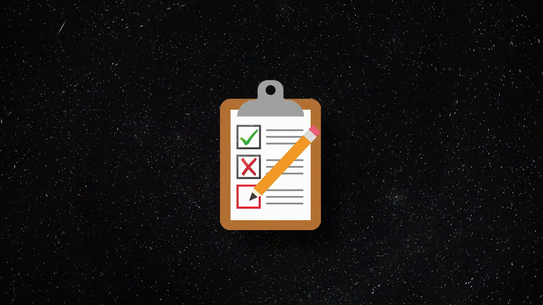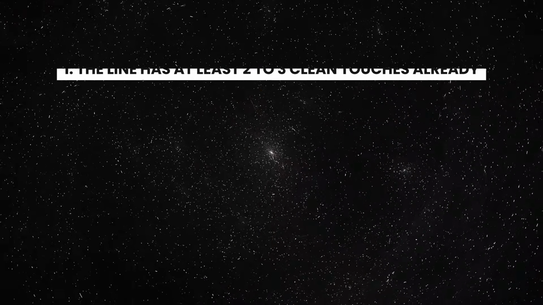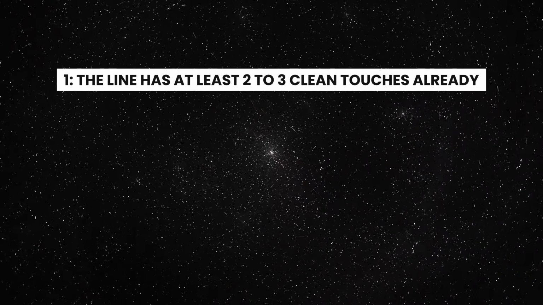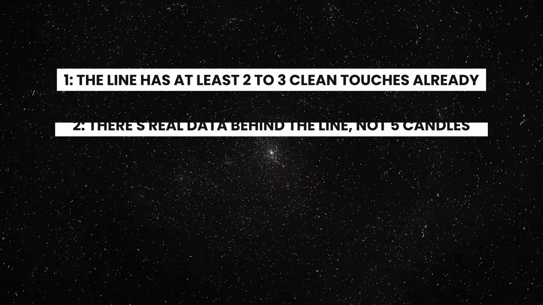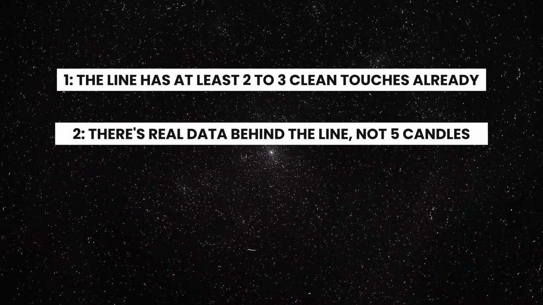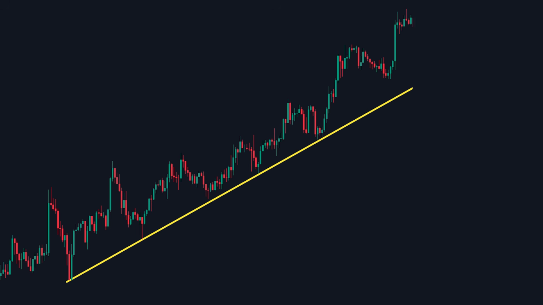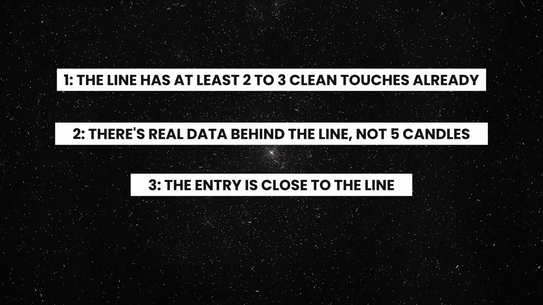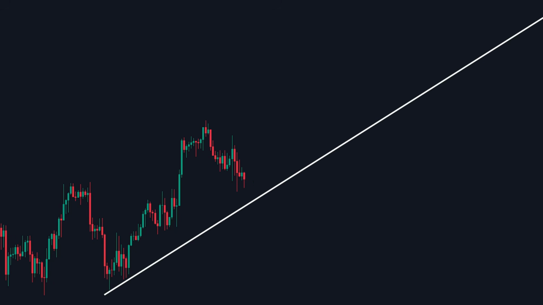But not every line qualifies. Here's the checklist before I touch anything. 1. The line has at least 2 to 3 clean touches already, so the behavior is confirmed. 2. There is real data behind the line, not 5 candles. We want days of history between the first touch and now. 3. The entry is close to the line, because the whole point of this setup is that your stop sits just on the other side, and if price is far from the line, that advantage is gone.